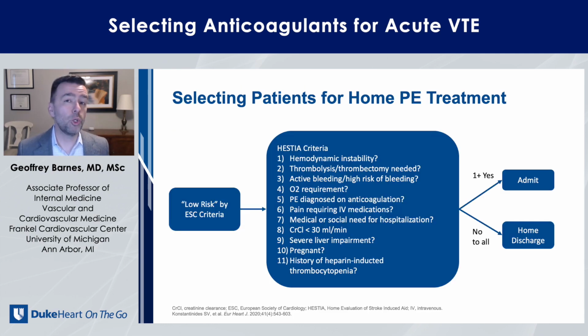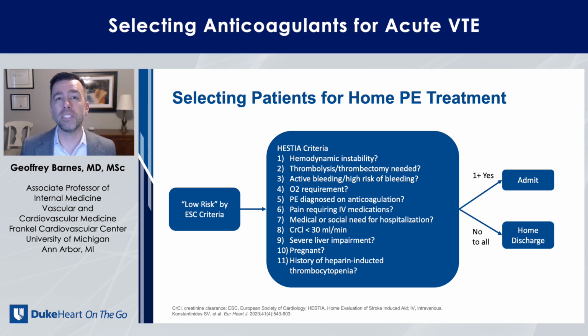When we think about who may be good to be treated at home, you may want to use criteria such as the Hestia criteria. This will help you go through a checklist of items to say, is this person safe for home discharge? For instance, is this somebody who's hemodynamically unstable or needs an acute intervention? Obviously, they have to be hospitalized. Is this somebody who requires pain meds for their chest discomfort, or maybe somebody who has other medical or social needs to be hospitalized? If so, then we're going to hospitalize them.